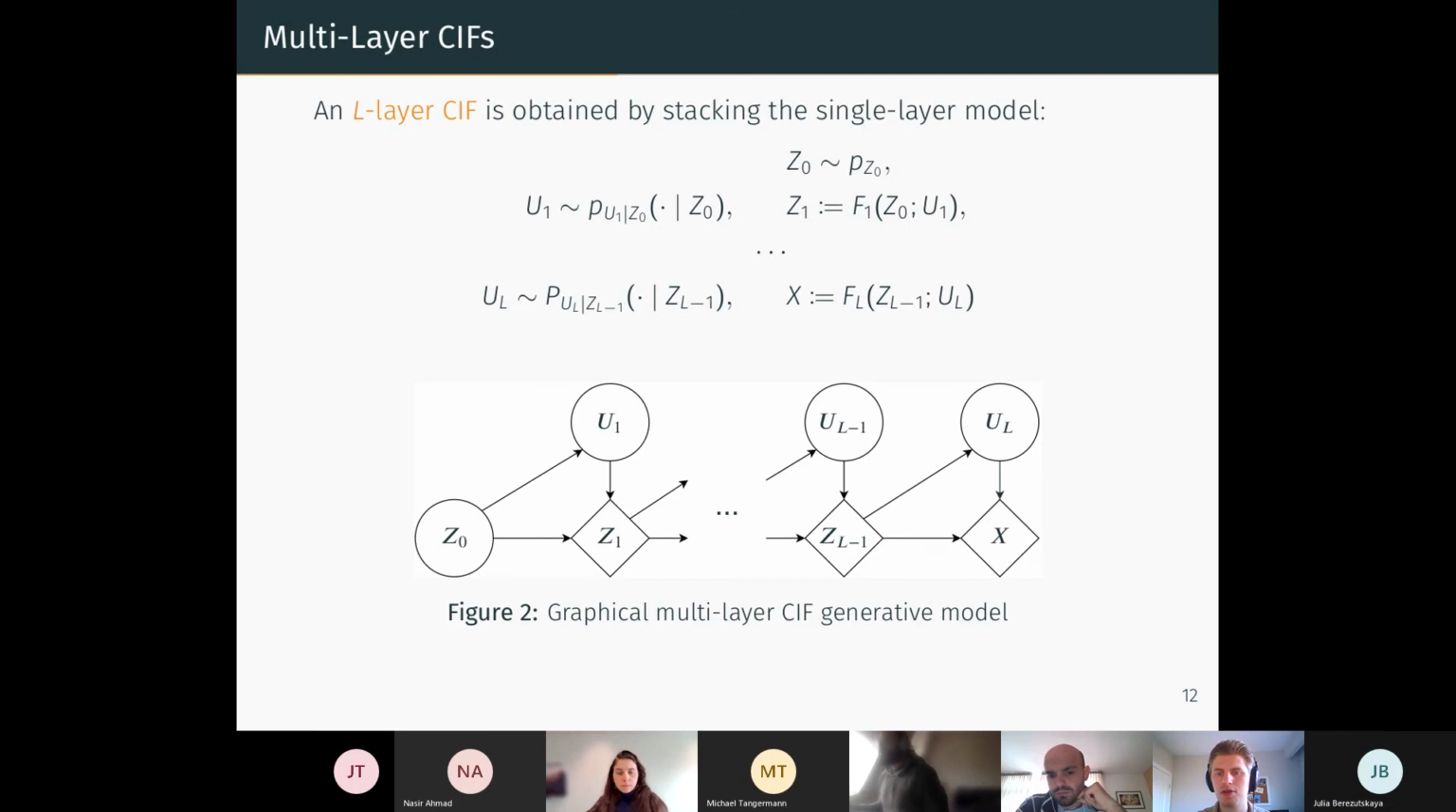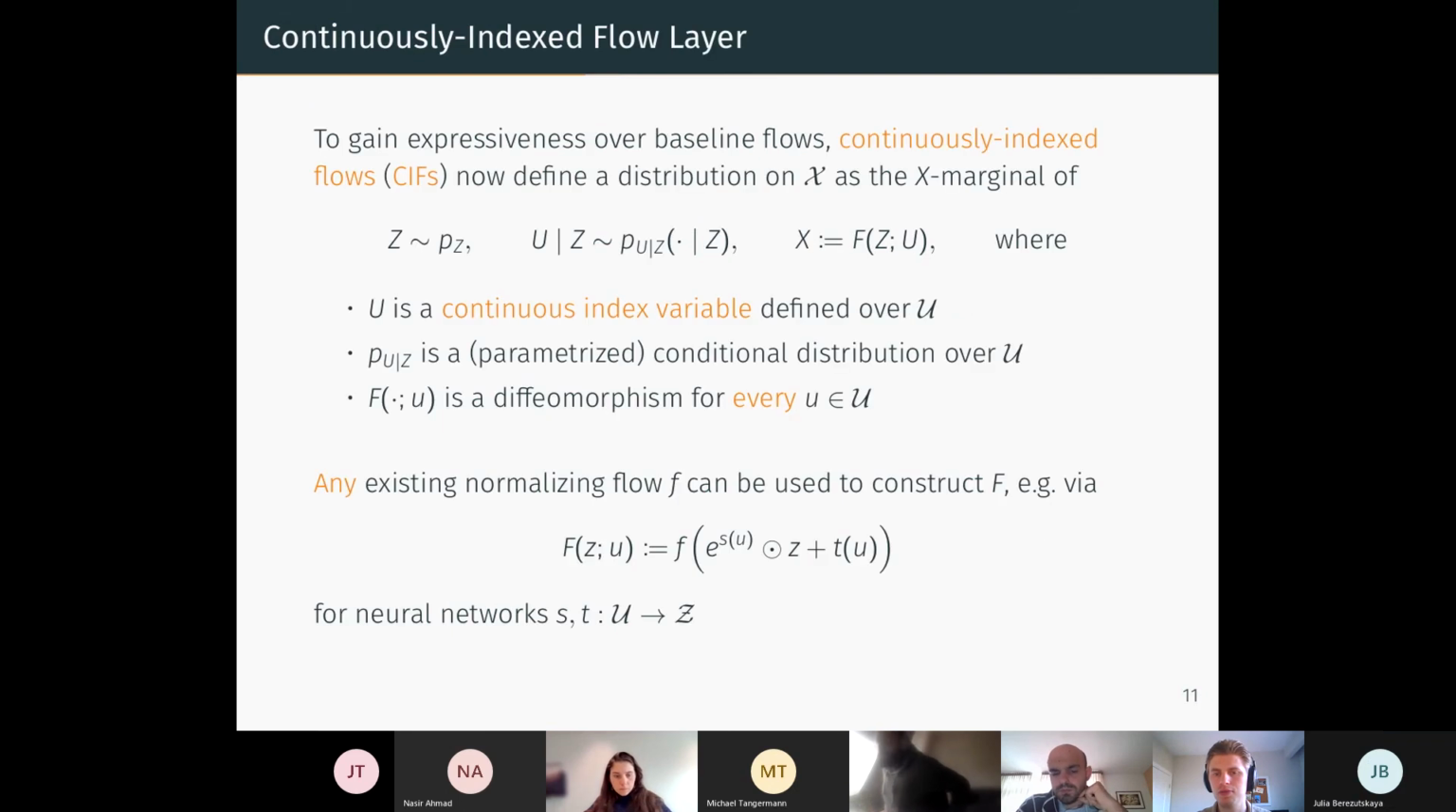Sorry, if you go to the previous slide, can you please define once more what U is exactly? U is a random variable defined over some space calligraphic U. This is typically a lower dimensional space than the Z and X spaces. And this p(u|z) is typically going to be something like a VAE style encoder. So in other words, take your Z, apply a neural network to it, and then output the mean and standard deviation of a Gaussian distribution. Does that make sense? Yes, thank you. No problem.